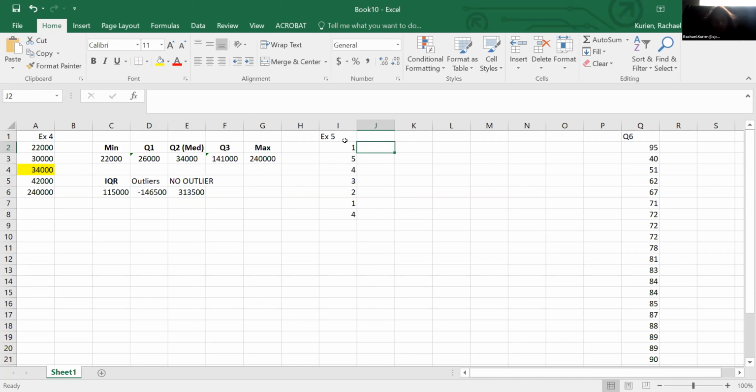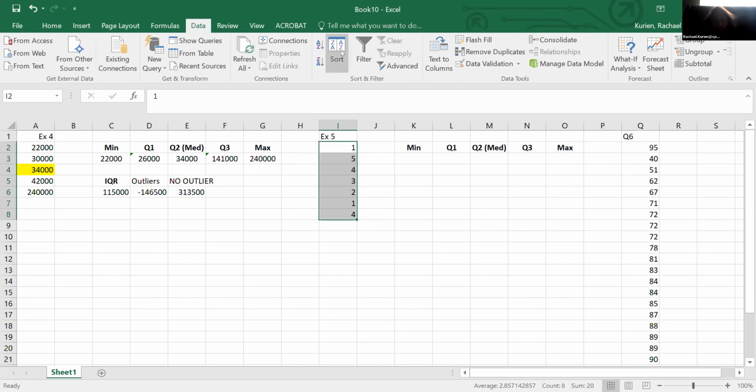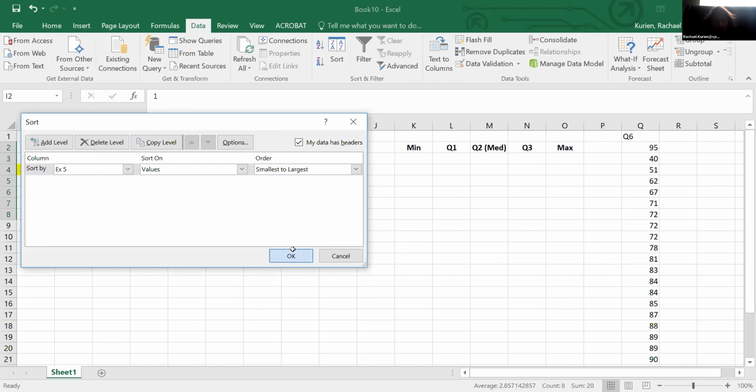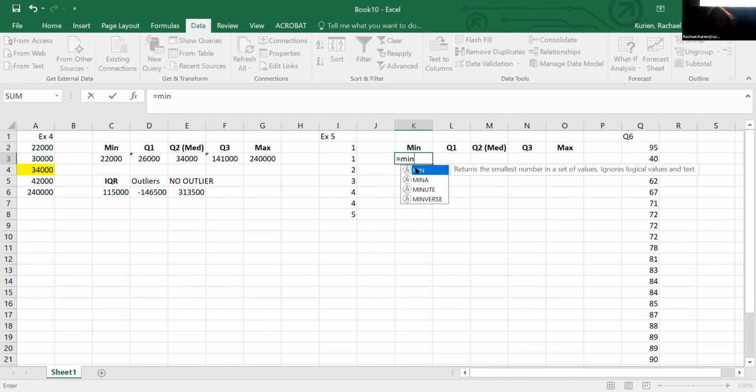Next we have example 5. And with example 5, we're going to do the same thing. We're going to find min, quartiles, and the max, and the IQR. So let's put the data in order. So I'm going to highlight it, and then I'm going to go to data, and then hit sort. And there it sorted it from smallest to largest. So I can find my min.